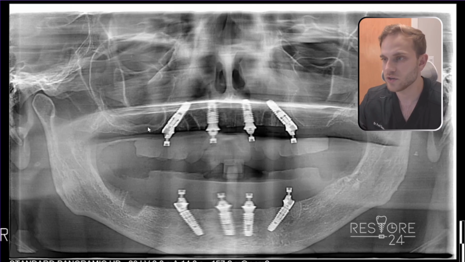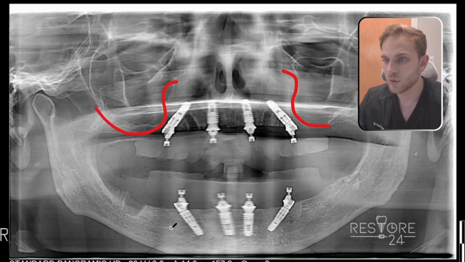So what you can see here is we took out all the teeth and we smoothed everything out. We placed 4 implants on the upper right in front of these sinuses here. We want to try to avoid these sinuses as best as possible. As you notice, the sinuses are right around here and we avoided them here. Same thing over here. When we can, we want to avoid those. And then 2 in the front.